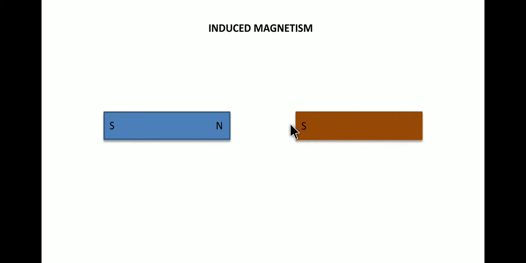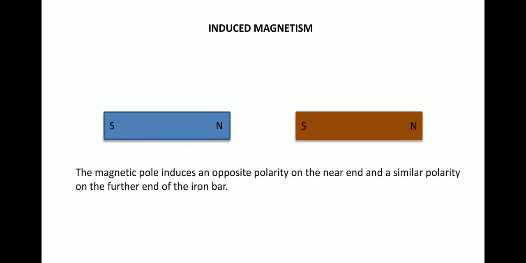So when it induces a south pole, then the other end automatically becomes a north pole. Since north and south poles attract, this south pole and this north pole will get attracted, and thus this magnetic substance will get attracted towards the magnet. So here the magnetic pole induces an opposite polarity. The north pole induces the opposite, that is a south pole, on the near end, and a similar polarity, meaning a north pole, on the further end of the iron bar.